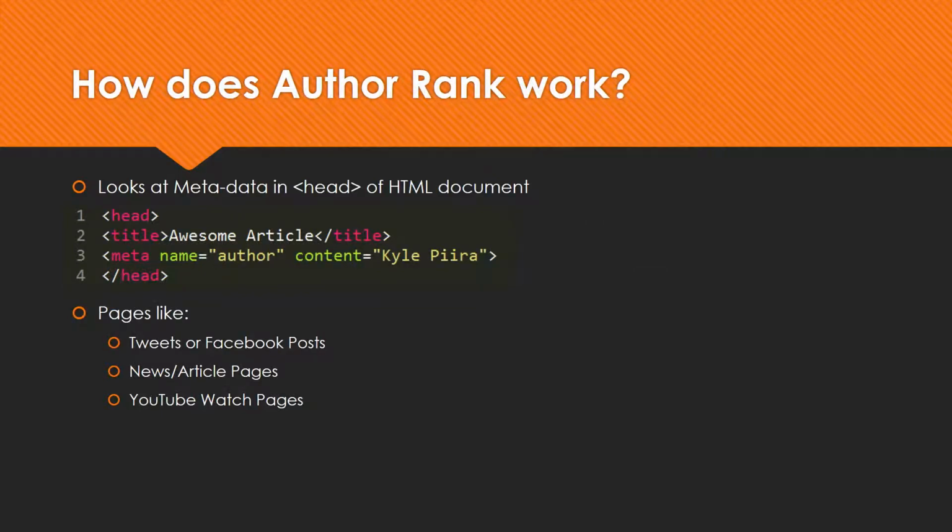So how is it supposed to work? Well, right now, it would look at the metadata in the head of the HTML document, specifically the author metadata, which looks a bit like that. So it's meta name equals author, content equals your name. In this case, my name is Kyle Pira. Sup? And this could occur on pages like tweets or Facebook posts, news articles, or YouTube watch pages. Just anything where a specific piece of content is being created by a specific person.